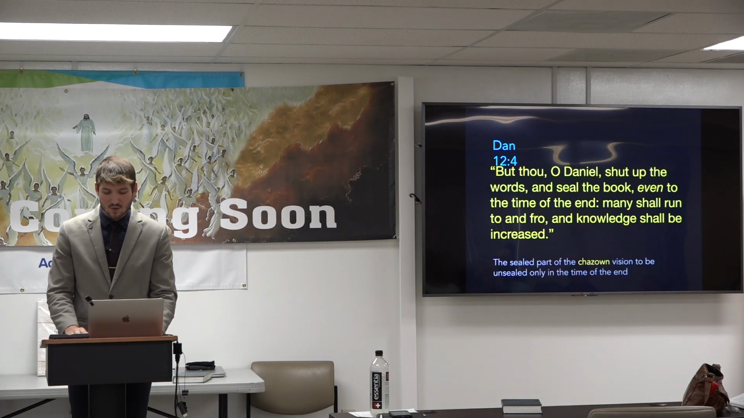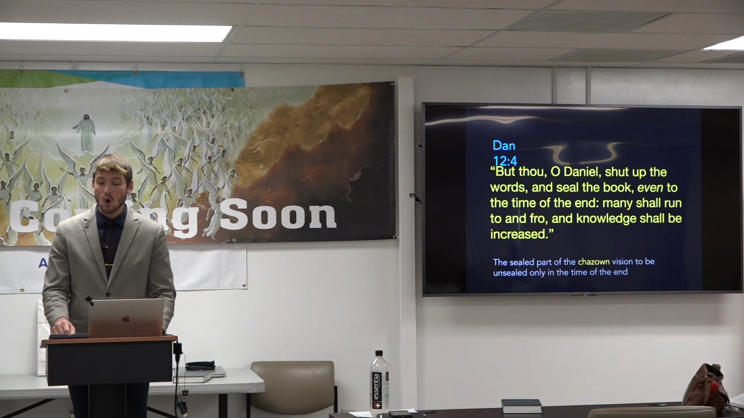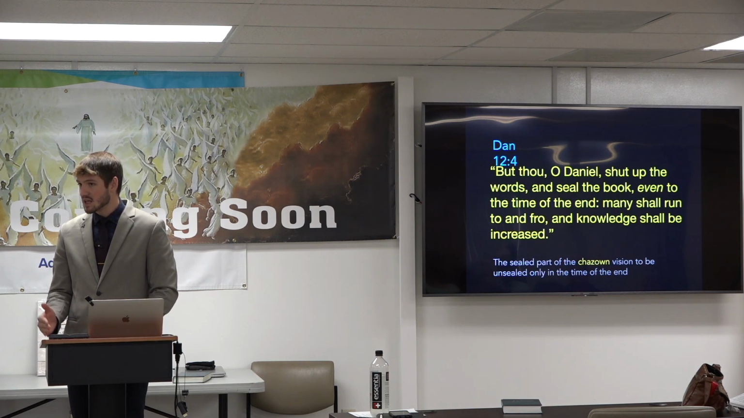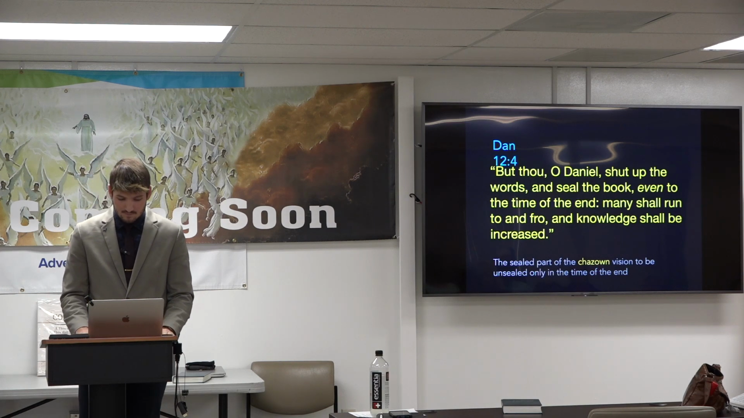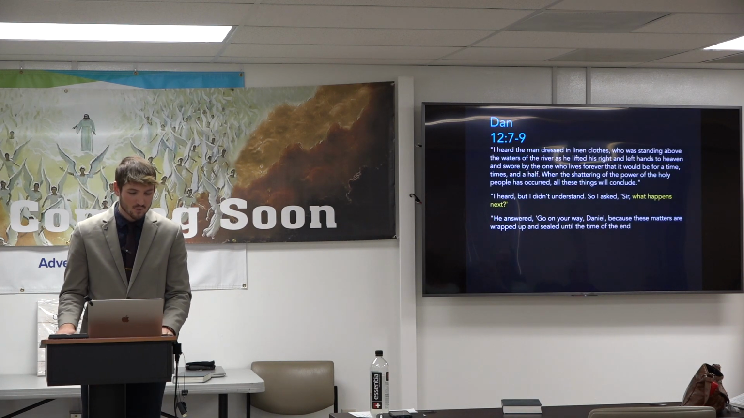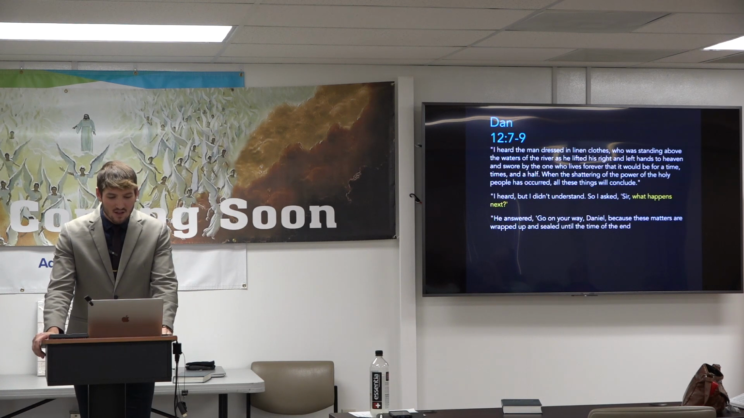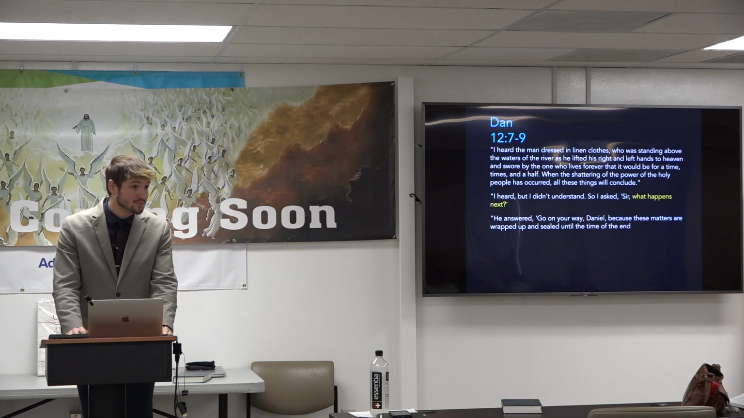The sealed part of the Chazone vision was to be unsealed only after the time of the end was revealed. We keep going, Daniel 12, verses 7 to 9. "I heard the man dressed in linen clothes," which is Christ, "who was standing above the waters of the river, as he lifted his right hand and his left hand to heaven, and swore by the one who lives forever, that it would be for a time, times, and half a time. When the shattering of the power of the holy people has occurred, all these things will conclude."